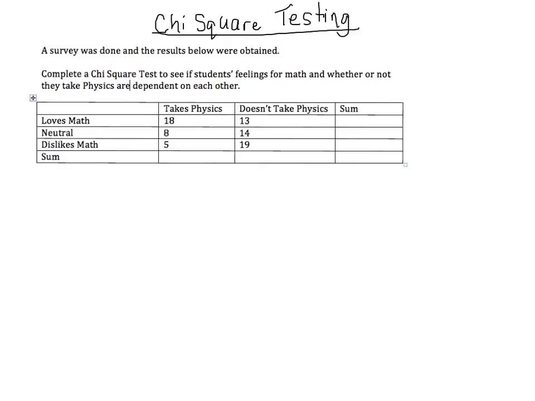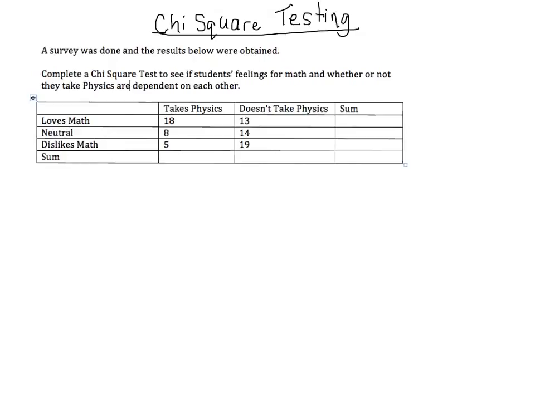A chi-square test is a test used to see whether or not two categories are independent or dependent on each other. So for example, I wanted to see whether or not a student's feelings for math is independent or dependent on whether or not they take physics. So in order to do that, I would have to take a survey, and I would have to take a count. I would have to count up the frequency of students who take physics and love math, who don't take physics and love math, and so on and so forth.